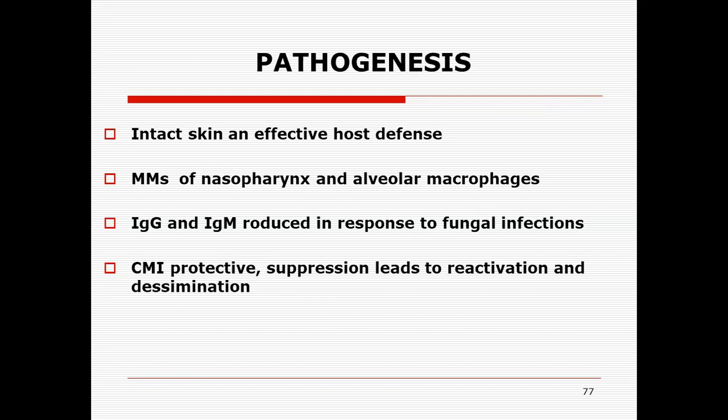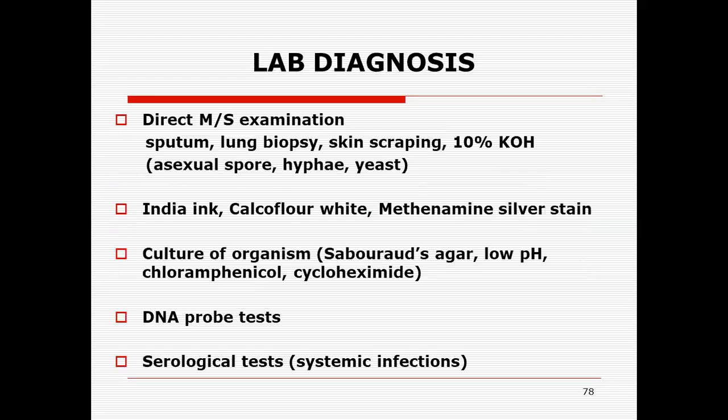Initially, the IgG antibodies respond to the fungal infections. Cell-mediated immune response is protective and it suppresses the infection, but sometimes it leads to reactivation and dissemination once the immune system is compromised. So normally the body responds well, the immunity is there, but reactivation can also take place once the individual becomes immunocompromised or the individual's immune system is impaired. Then dissemination from the already existing lesions and reactivation can take place.